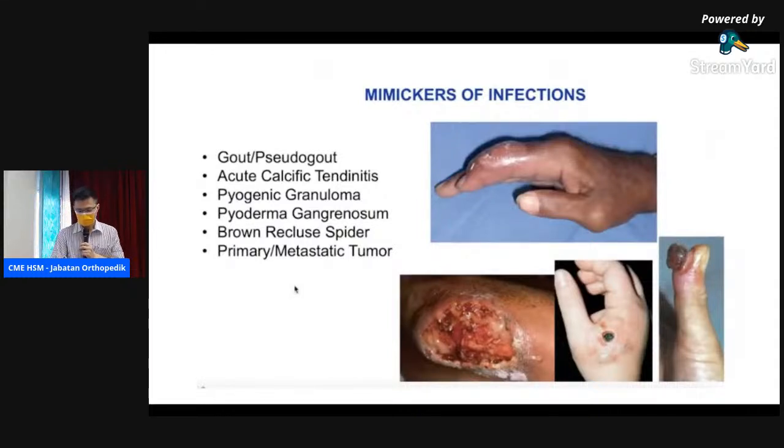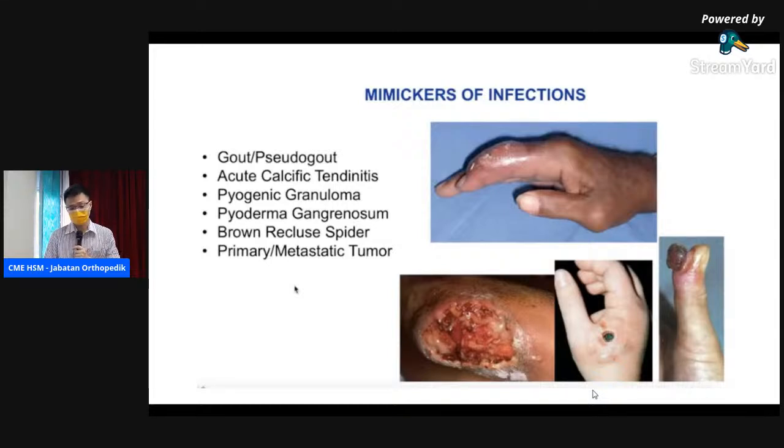Mimickers of infections: there are few, not many, but important. Gout or pseudogout are deposits of crystals in the joints. And if you are doing extensive, unnecessary debridement for this kind of lesion, then it could become a disaster in the future. Acute cuspid tendinitis could look like infection.